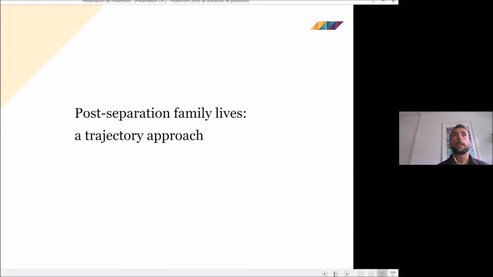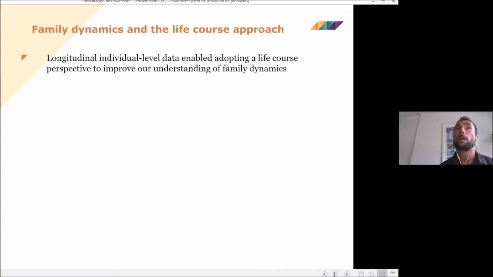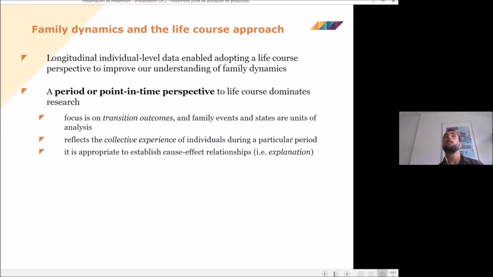So I'll start with the first research objective. This is the first part of this talk today. I want to start by acknowledging that the understanding of union instability and the subsequent family dynamics has really benefited from the combination of the analysis of longitudinal data and the adoption of concepts and methodologies of the life course approach. To date, most of this literature has adopted what we know as a point-in-time perspective to life course. So here the focus is on transition outcomes, investigating the immediate determinants of specific family dynamics. And there is much agreement that this perspective might be appropriate to establish cause-effect relationships, since we have some control about the right time order of events.